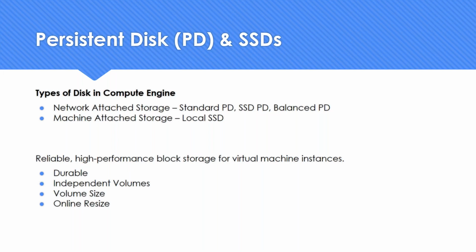So in between, if you want to have a input output operation little better, but you also want to have a little cheaper cost, then you go with something called as balanced persistent disk. So these are all your network attached. The next one which you have is locally attached or machine attached storage. This is your local SSD.